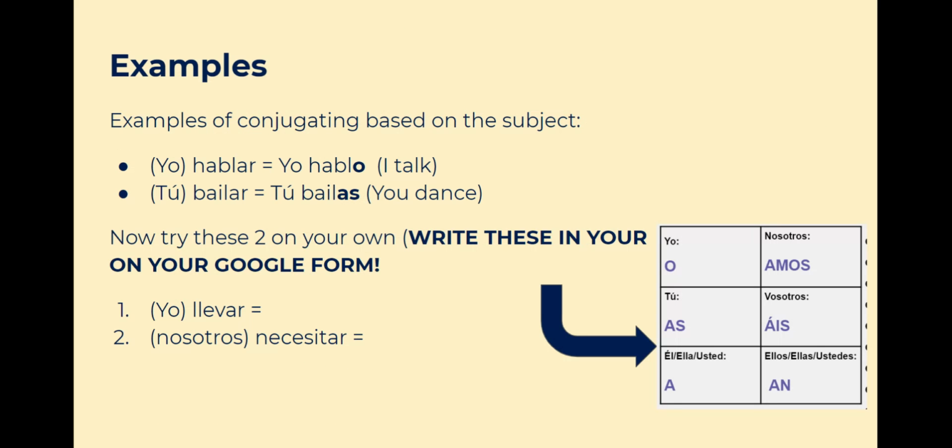So take a moment to pause, and we're going to try out conjugating yo, llevar, and nosotros, necesitar in your Google form. Following the example of yo hablar being yo hablo, taking off the AR and adding back O, and the tú bailar, we take off that AR and we add back AS.